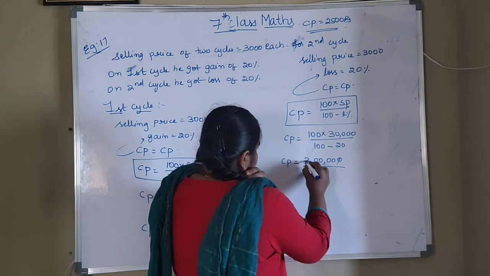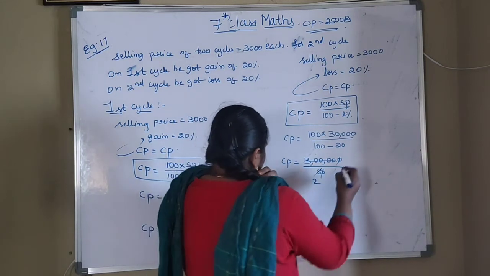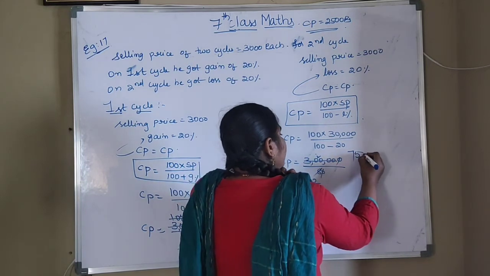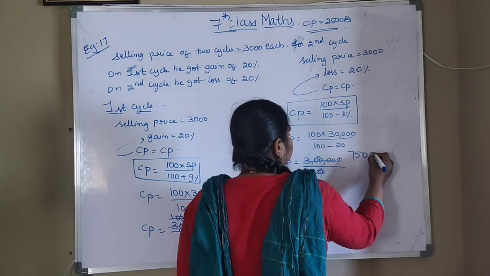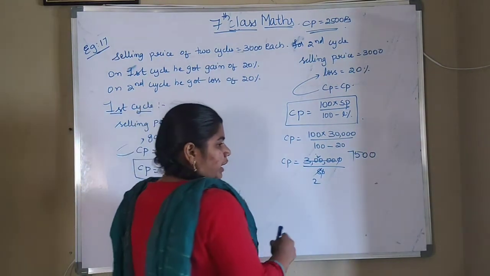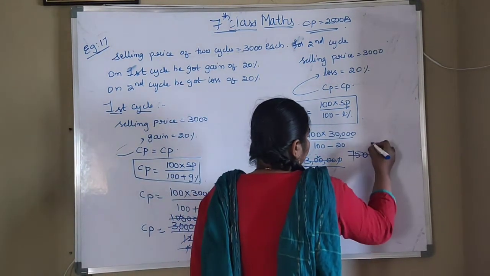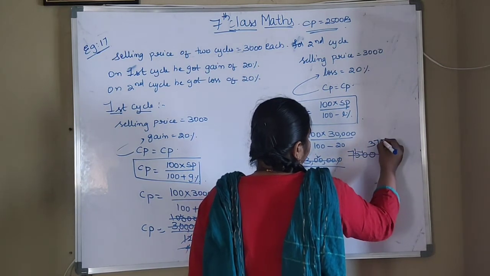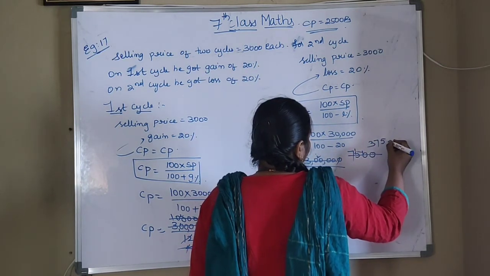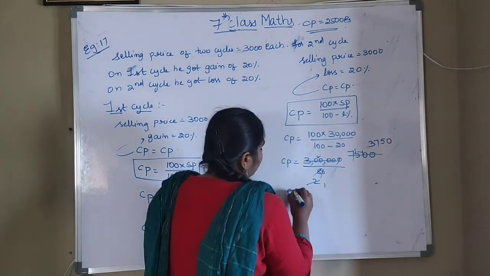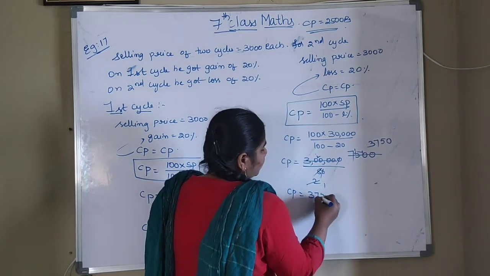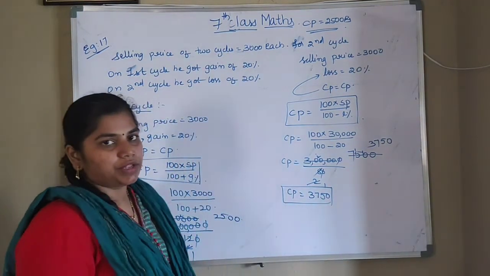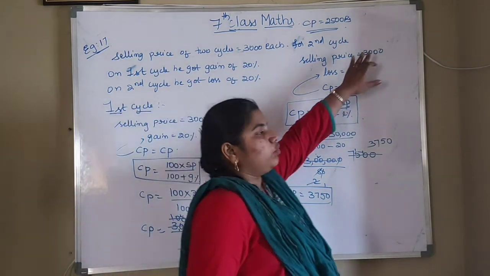4 twos are 8. 4 sevens are 28. 4 fives are 20. 4 zeros are 0. 4 zeros are 0. Now we can cancel in the 2 table. 2 ones are 2, 2 threes are 6, 2 sevens are 14, 2 fives are 10, and 2 zeros are 0. So what is the cost price here? 3,750 rupees. So he bought for 3,750, but he sold for only 3,000.